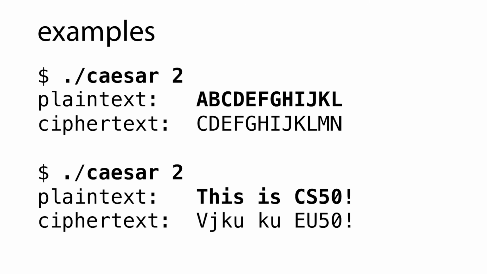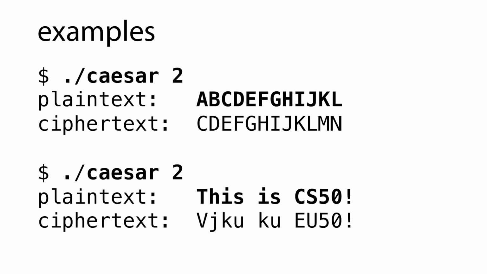The first example here is very similar to what we just explained above. So if I encode some section of the alphabet, A through L, by a key of 2, then I just get my entire alphabet shifted 2 letters. Then in my next example, the key is still 2, so you should still know which letters to expect, but here it's a phrase. This is CS50.